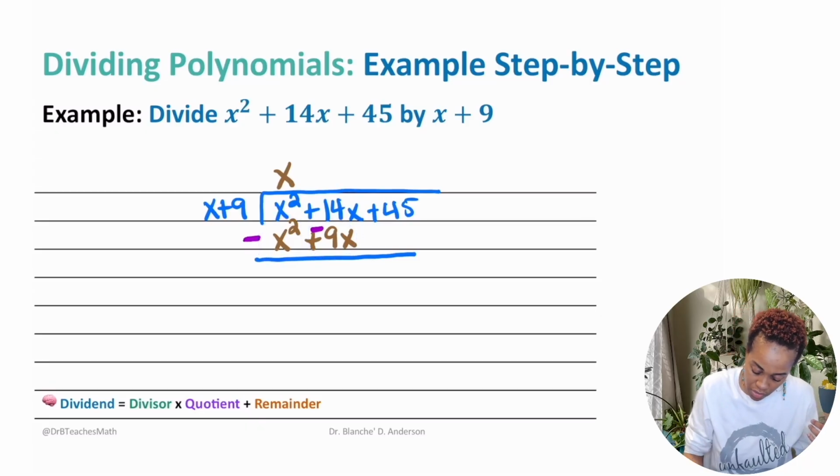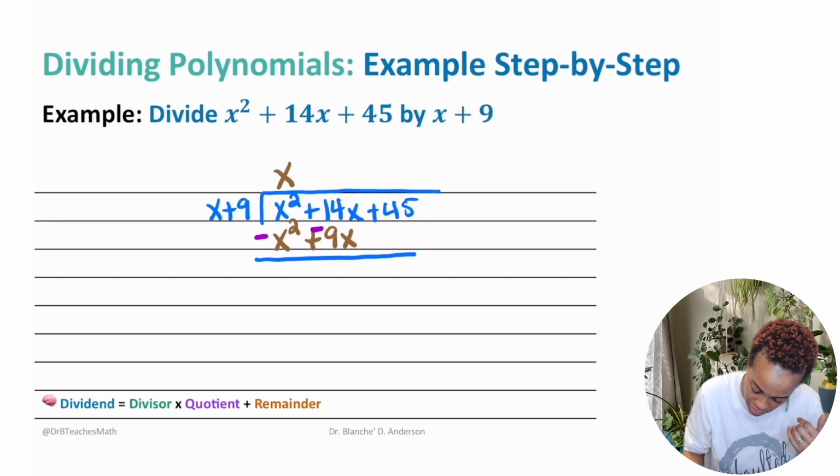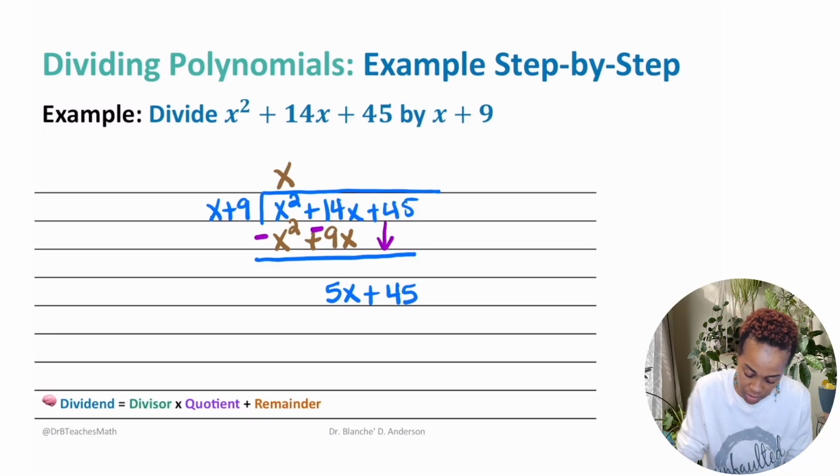So x squared minus x squared, we know that's 0, right? Then you have 14x minus the 9x. Notice I'm just going straight down. 14x minus 9x gives me 5x, and then I need to bring down my 45. So that's 5x plus 45. You see that? 5x plus 45. And now you're like, okay, then what?